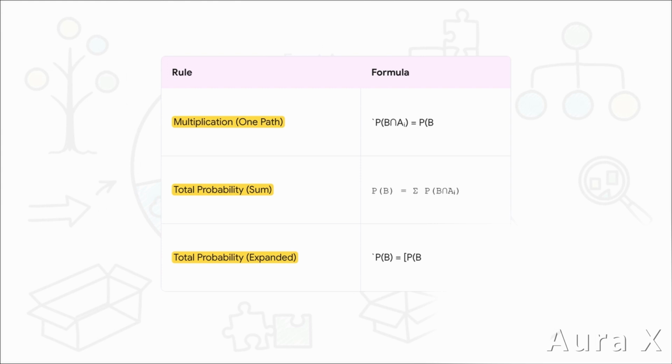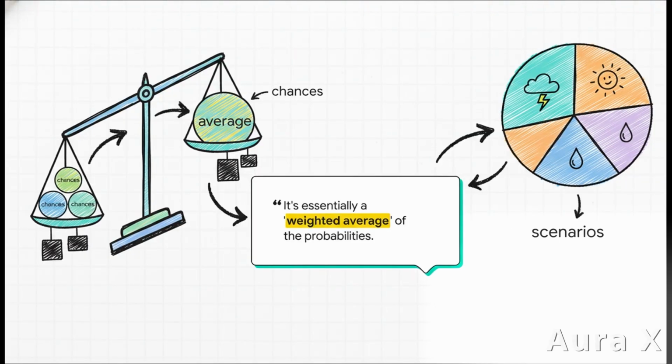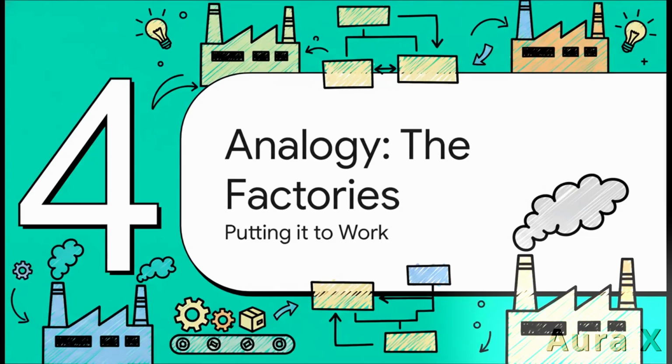Divide, conquer, then sum. But there's a much simpler way to think about this whole thing. It's really just a weighted average. You're just averaging the chances of your event happening across all the different scenarios, but you're giving more weight to the scenarios that are more likely to happen in the first place. When you think of it that way, it feels a lot more intuitive, right? All right, enough theory. Let's get our hands dirty and make this real with a concrete example.